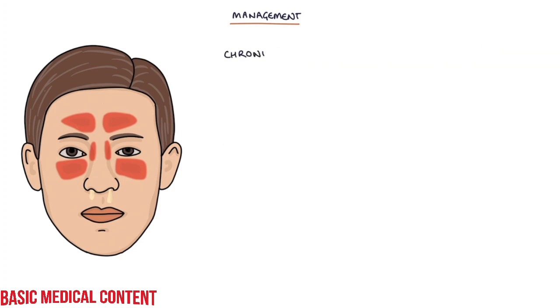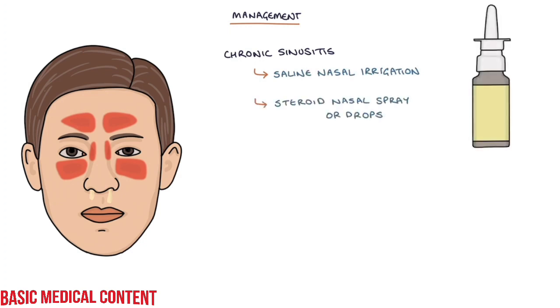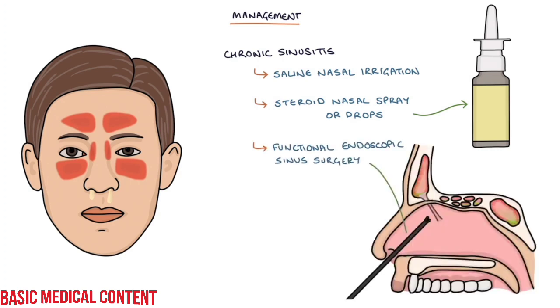Options for treating chronic sinusitis are saline nasal irrigation to wash out the sinuses, steroid nasal sprays or drops, for example, mometasone or fluticasone, and functional endoscopic sinus surgery, which can be shortened to FESS, F-E-S-S. And we'll talk about this in more detail shortly.